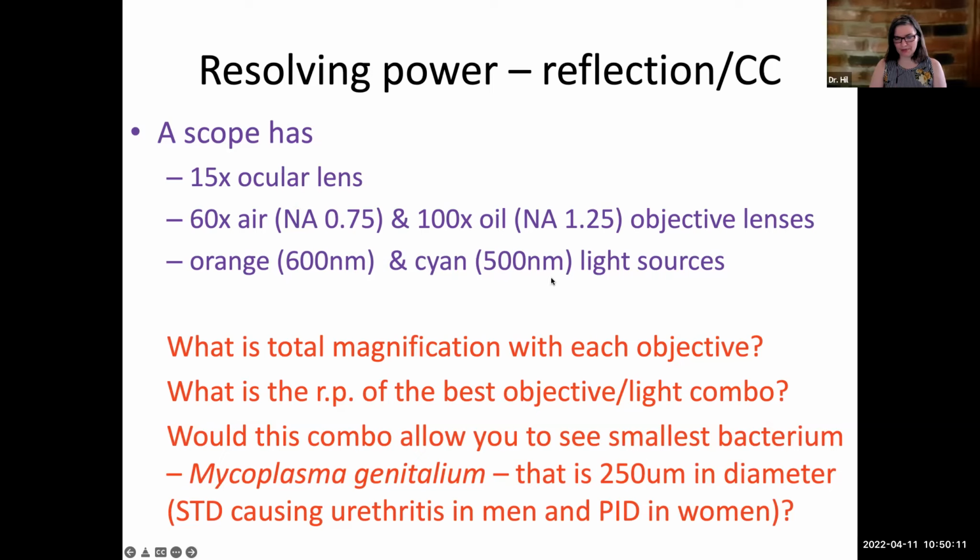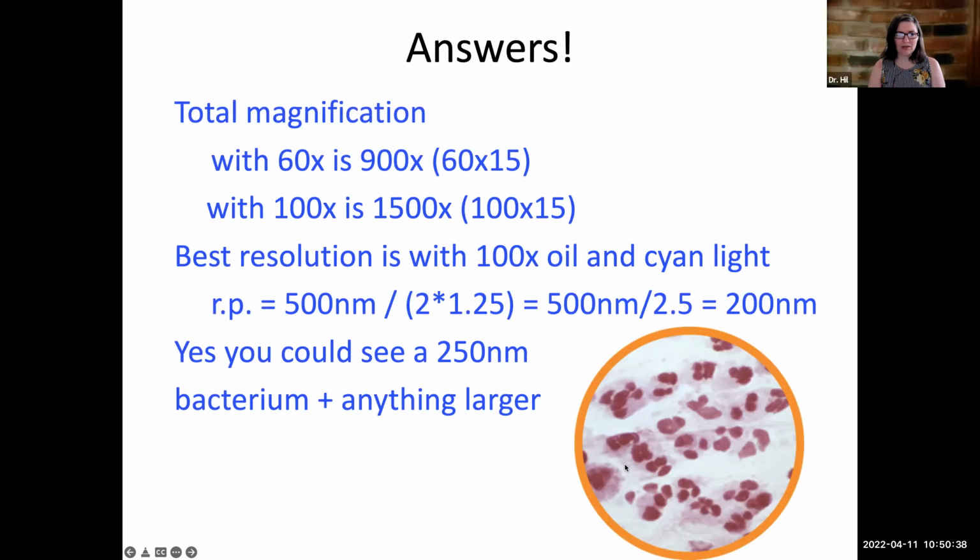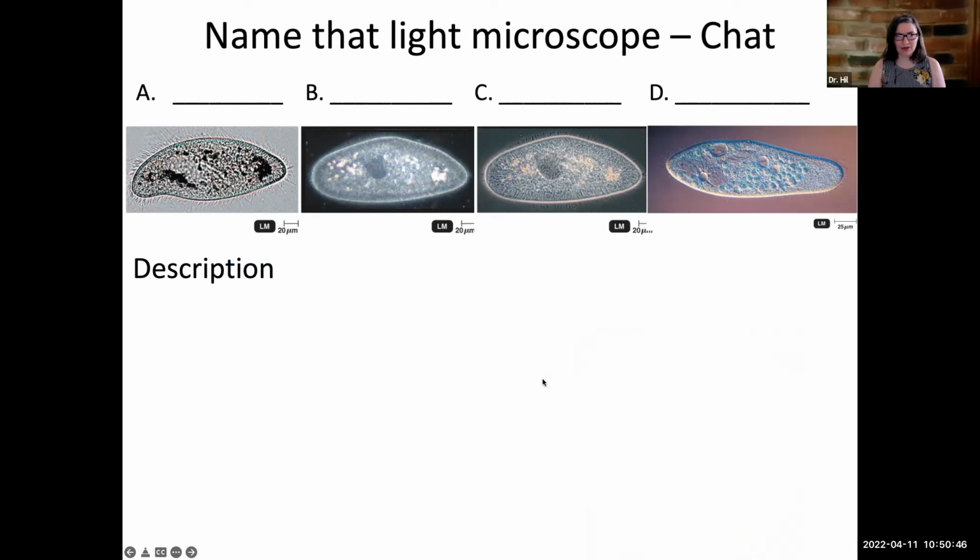Nanometers being units. So would this combination allow you to see the smallest bacterium, Mycoplasma genitalium, that is 250 micrometers in diameter? So quite small for a bacterium. The one that causes STDs. Yeah, it would, right? Because anything that's larger than our resolving power is going to be visible. Okay, so here is our answer. Here's our picture of our good friends, the nasty bacteria.